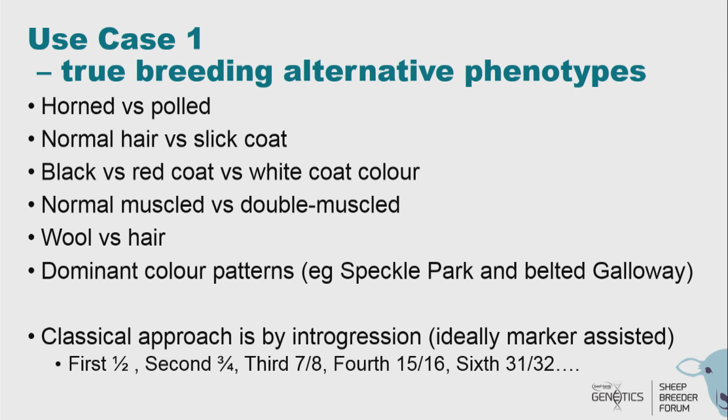Coat colour is another one people sometimes want to change. Normal muscle versus double muscle. We have the myostatin mutation. Wool versus hair. Dominant colour patterns.